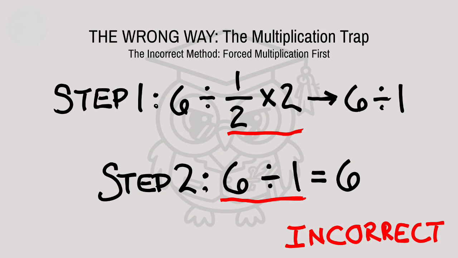Many people see the letters M and D in PEMDAS, and mistakenly think multiplication must always come before division. Multiplying 1 half by 2 gives 1. Then dividing 6 by 1 leaves an incorrect answer of 6.